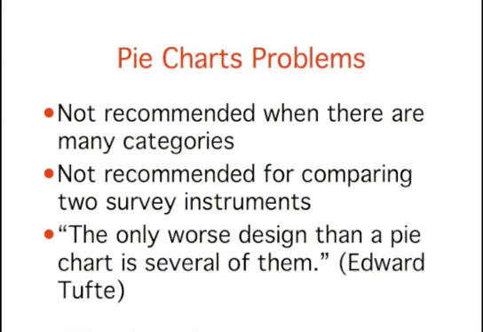Pie charts are effective for displaying the relative frequencies of a small number of categories. They are not recommended, however, when you have a large number of categories. Pie charts can also be confusing when they are used to compare the outcomes of two different surveys or experiments. In an influential book on the use of graphs, Edward Tufte asserted, "The only worse design than a pie chart is several of them."